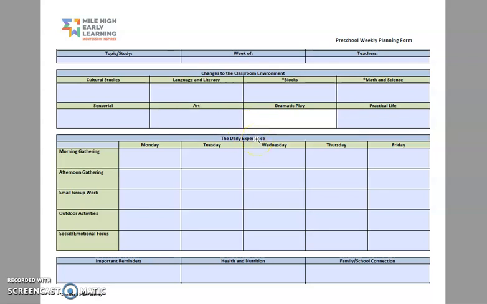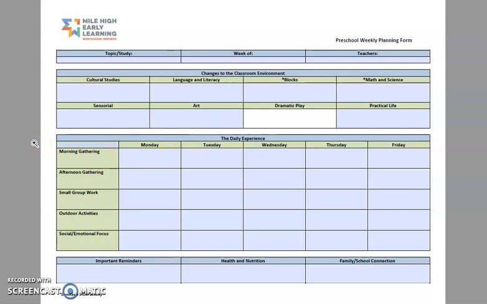So we would expect in a Montessori-inspired classroom that you are having some sort of large group gathering and small group gathering. So the morning and the afternoon gathering should be geared more towards large group things that are being done with your whole entire class.